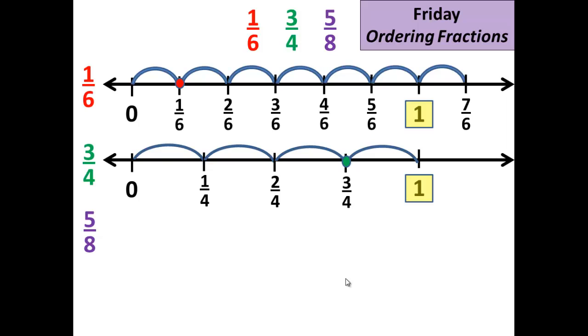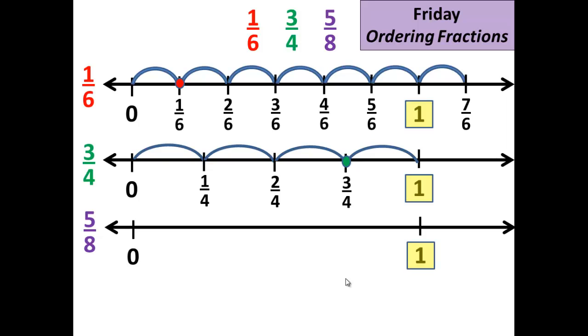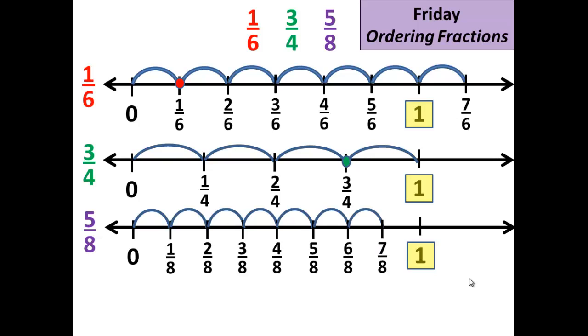Let's do one more. We have 5/8. Same idea. You better make sure you put the whole in the same place on each number line, otherwise you're not comparing to the same unit. So, make 5/8 8 equal pieces. 1/8, 2/8, 3/8, 4/8, 5/8, 6/8, 7/8, 8/8. Again, a great way to check. Go all the way out to the whole. You have 8 equal pieces. 5/8 is right there. So now we have 1/6, 3/4, and 5/8.